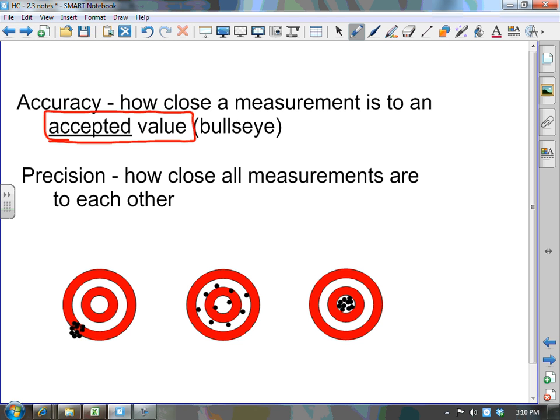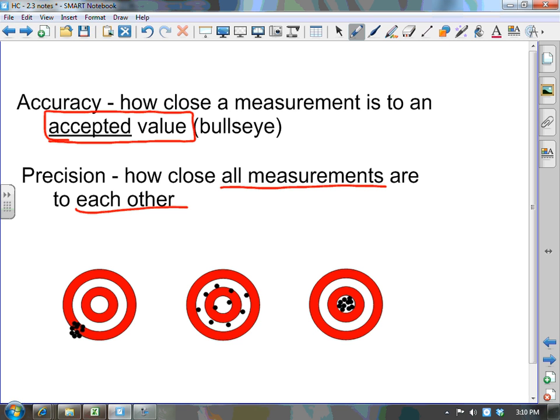Precision, on the other hand, has nothing to do with the so-called bullseye. It has everything to do with how close all the measurements are to each other. So imagine you're in a class. You make a measurement and everyone else in your class makes a measurement. How close is yours to the rest of the class? Because that may lead us to determine whether or not you've got a bad number or other people in the class have a bad number.